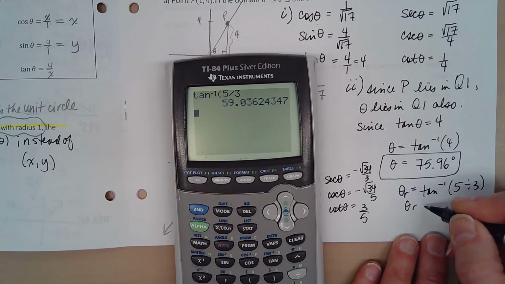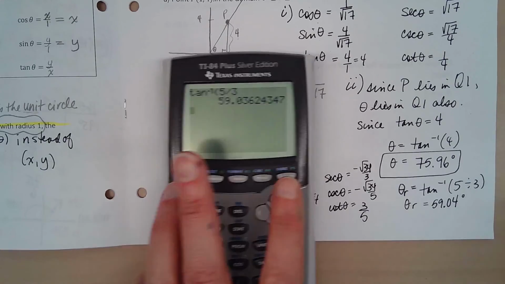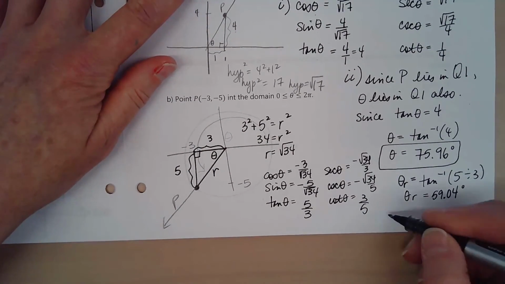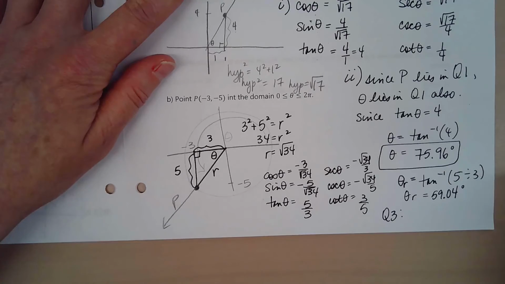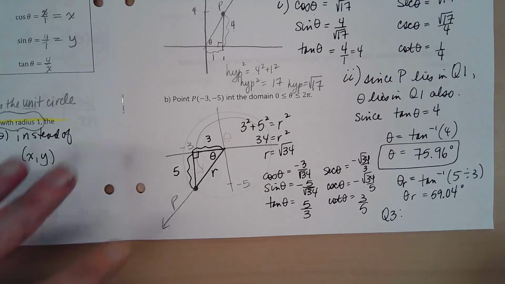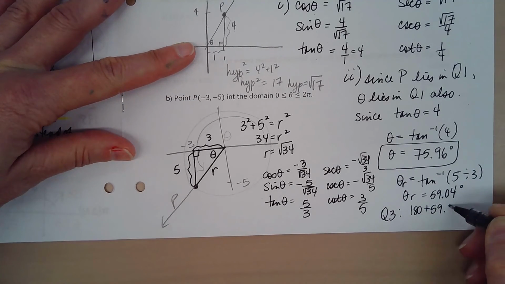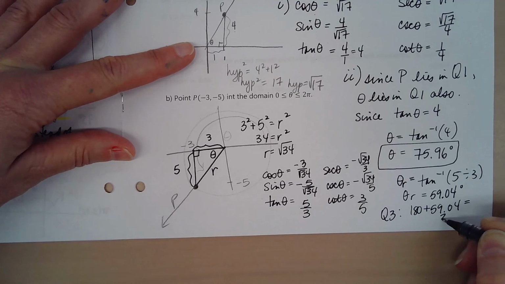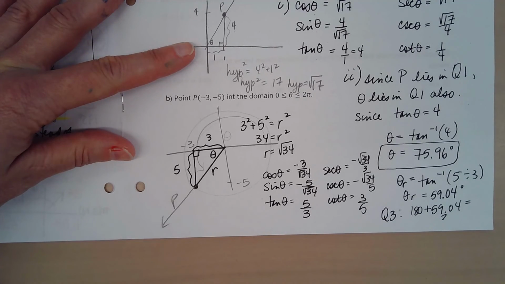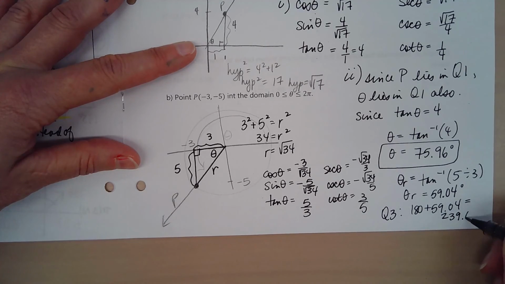Okay, so I get 59.04 degrees. But that's my quadrant 1 angle. So in quadrant 3, what's my angle measure going to be? 180 plus 59.04, 239.04 degrees.